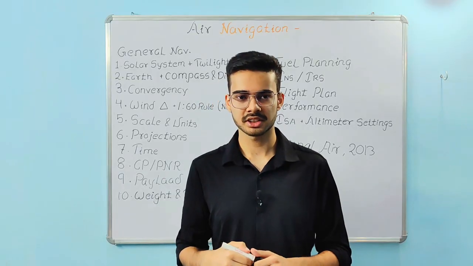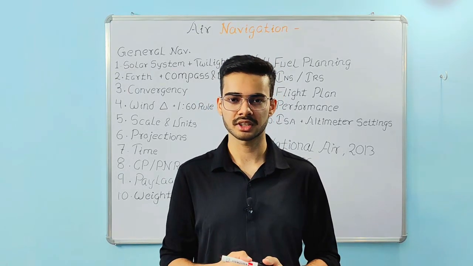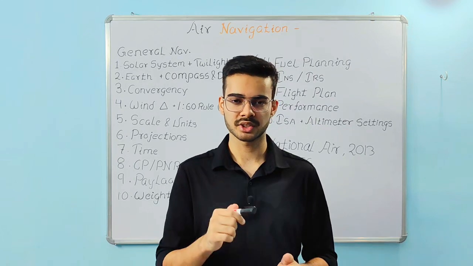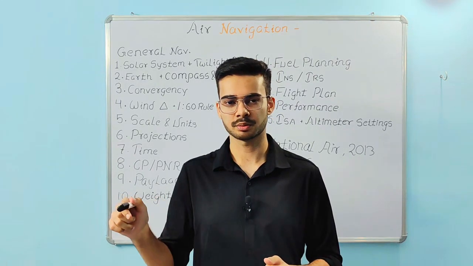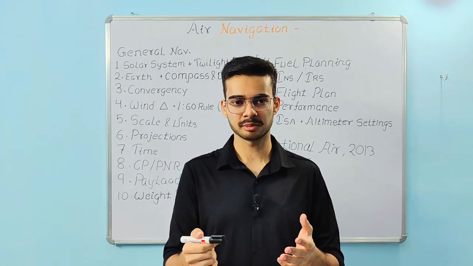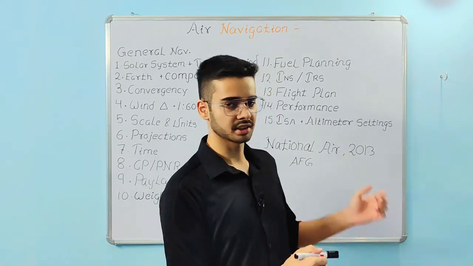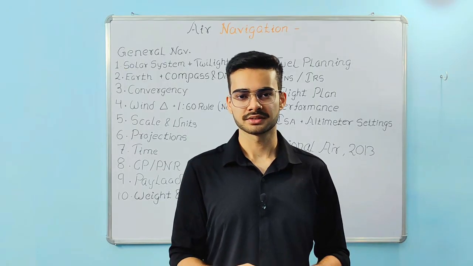ISA conditions, let me just quickly go through that. 15 degrees Celsius is the temperature at mean sea level. The pressure at mean sea level is 1013.25 hectopascal. In ISA, it is assumed there is no humidity at the mean sea level, whereas in actual there will be some humidity, but in ISA, we assume that there is not.